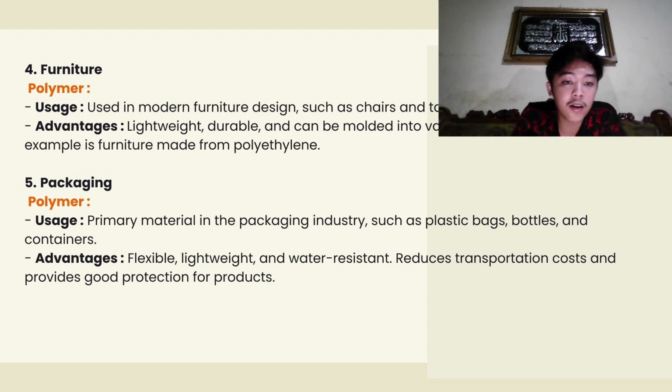Fourth is furniture. Polymer usage: used in modern furniture design, such as chairs and tables. Advantage: lightweight, durable, and can be molded into various creative designs. An example is furniture made from polyethylene. Fifth, packaging. Polymer usage: primary material in the packaging industry, such as plastic bags, bottles, and containers. Advantage is flexible, lightweight, and water resistant, reduces transportation costs, and provides good protection for products.